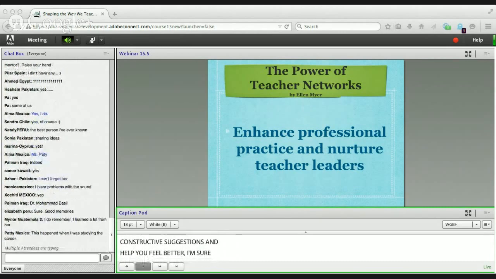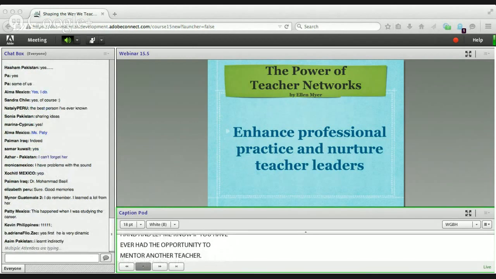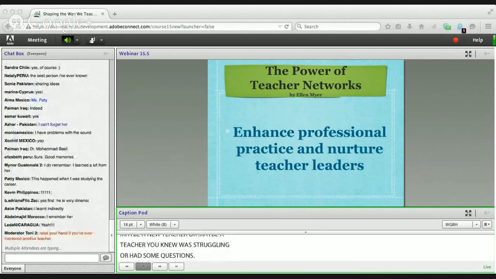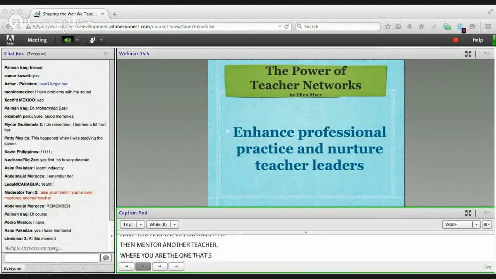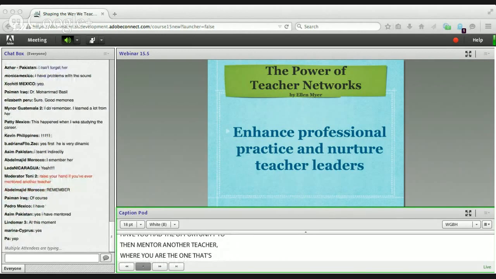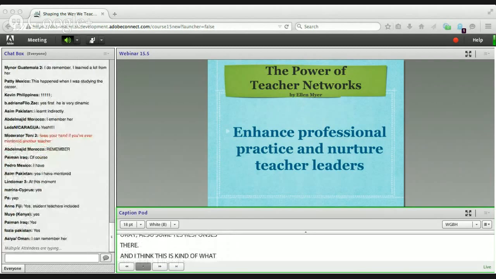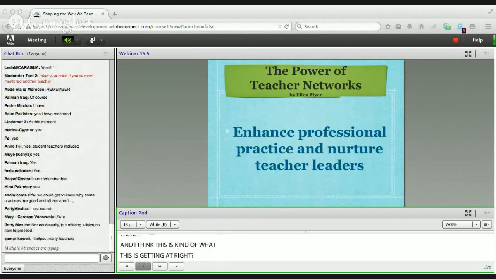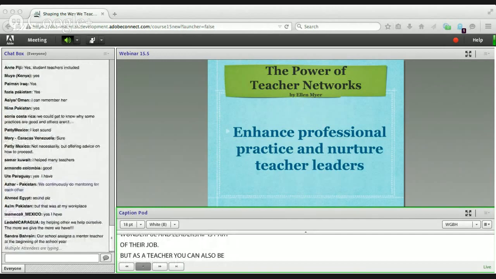So now on the flip side of that, I would love to see you raise your hand and let me know if you have ever had the opportunity to mentor another teacher, maybe a new teacher, or maybe a teacher you knew was struggling or had some questions. Have you had the opportunity to then mentor another teacher where you are the one that's helping another teacher become better? Okay. Also some yes responses there. And I think that that's kind of what this is getting at, right? That having a network and collaborating with other people gives you that opportunity. We have administrators participating today, which is wonderful, and that leadership is part of their job. But as a teacher, you can also be a leader. And it can feel really good to give back to your profession in some way and enhance the classroom and improve students' experience and language skills.